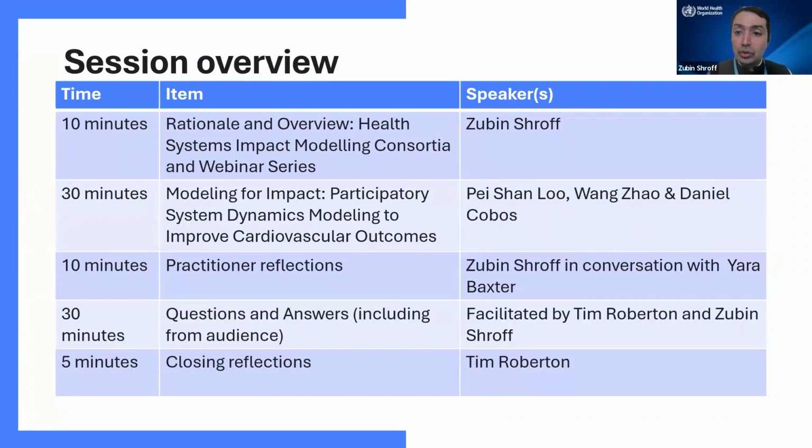So I will begin with a short overview of the Health Systems Impact Modeling Consortium and the rationale for this webinar series. We will then move to the main presentation led by colleagues from the Swiss Tropical and Public Health Institute. After that, we will hear practitioner reflections, followed by question and answers posed by Professor Tim Robertson from the University of Western Australia and myself, followed by questions from the audience and some closing reflections from Professor Tim Robertson. And with that in mind, let me briefly introduce the consortium and why this work matters.